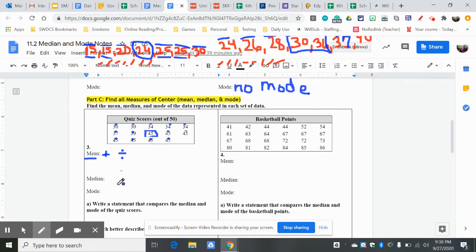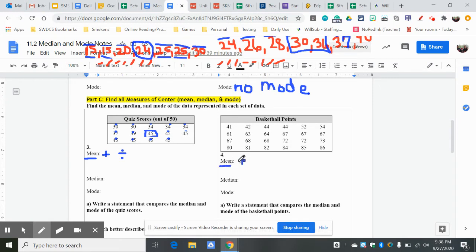Great job. Okay, mode. I tried not to cover up all the answers, the numbers that I did. Which number, there should be only one answer here, appears the most times on number 3? Good job. Okay, moving on to number 4. Again, we're going to do the mean.